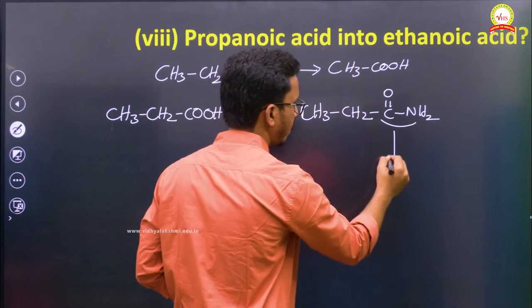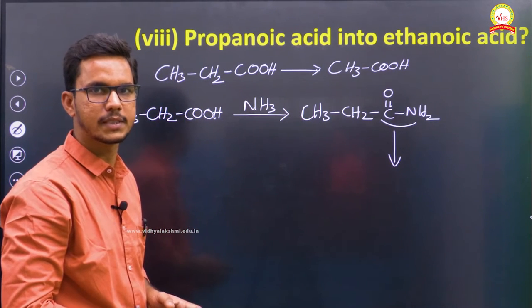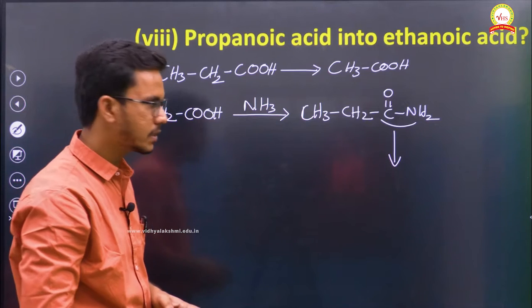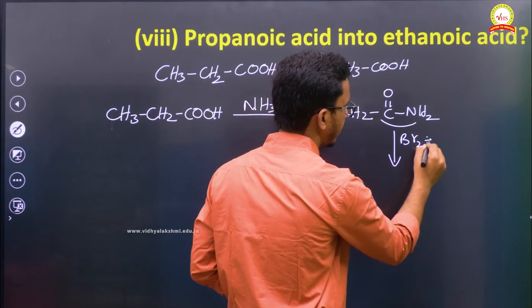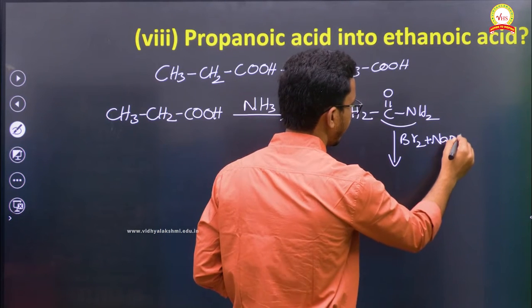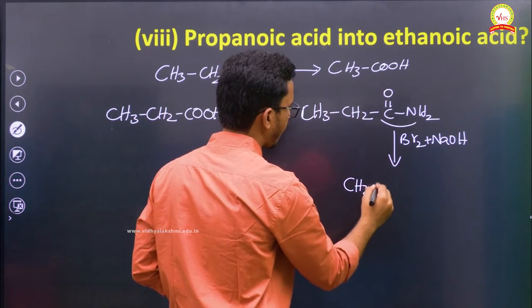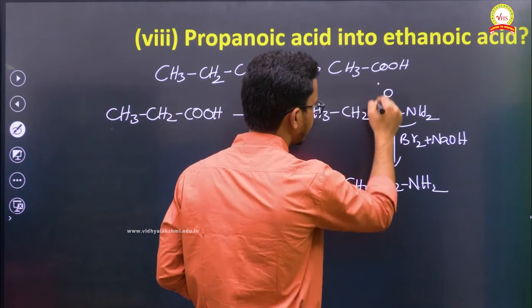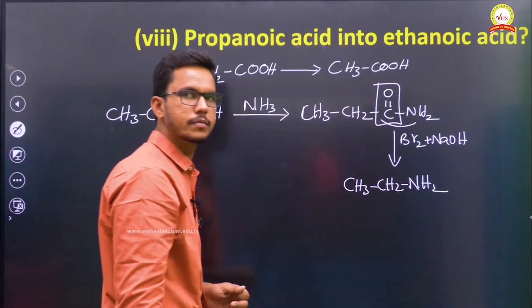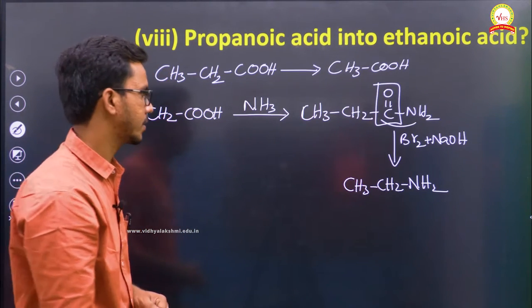This amide group on reaction with, okay, we have to decrease 1 carbon now. What is the best reaction? The best reaction is the Hoffman bromamide degradation reaction, that is bromine plus NaOH you can use. Now CH3CH2NH2 will be formed. Why? This carbonyl group will be removed by using the reaction called Hoffman bromamide reaction.